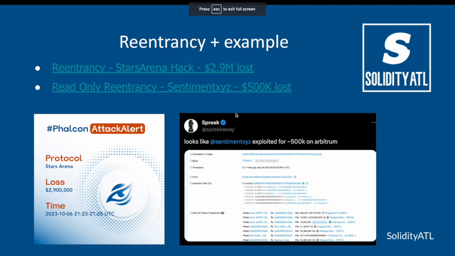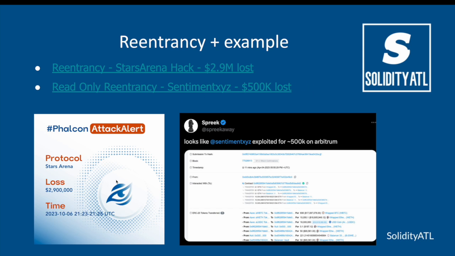All right, so in this module, we're going to go through a re-entrancy attack example, and we're going to look at the Stars Arena hack, which resulted in about $2.9 million lost. Also, there's a read-only re-entrancy attack that happened with Sentiment XYZ, which resulted in about 500K lost. We're not going to cover this in detail, but you can use the links we post to you all to follow how this attack occurred.